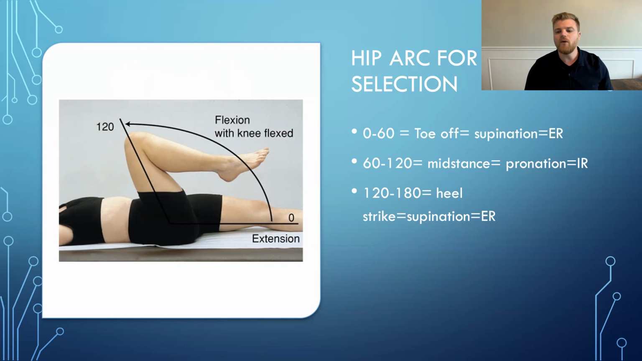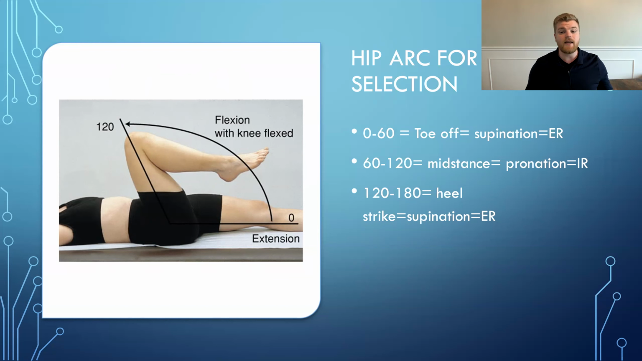So this is how this hip flexion becomes so valuable, because we can determine that depending on where people are, we can categorize them based on the phase of gait, and then we can categorize the exercise that we may be selecting depending on their assessment.